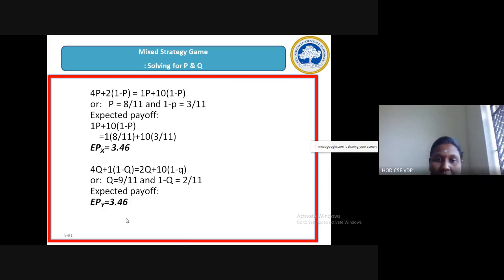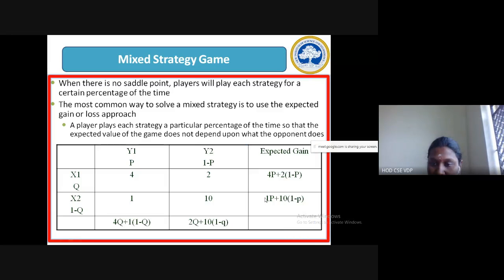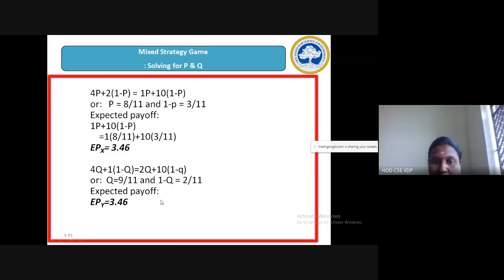So how do you do that? So 4p plus 2 into 1 minus p. You equate these two values, right? And similarly equate these two values. So what do you get? You get the value of p, right? Once you get the value of p and q, you just have to substitute it back in that equation so that you get the expected payoff.